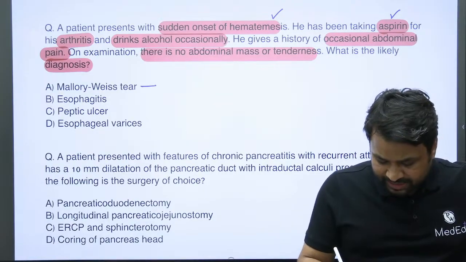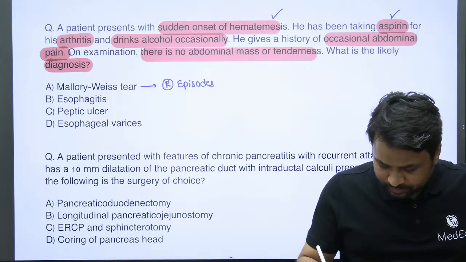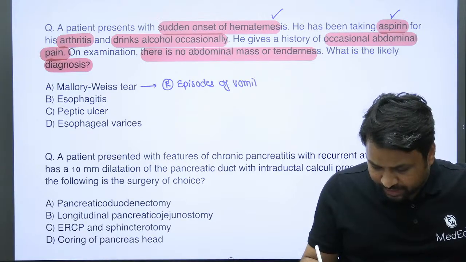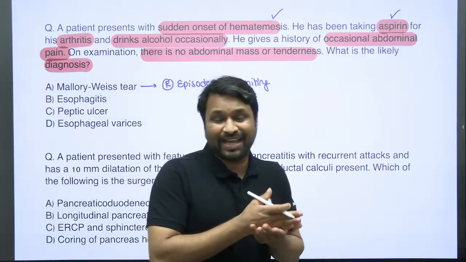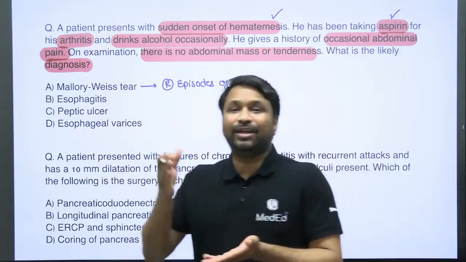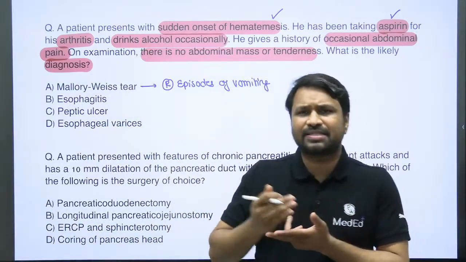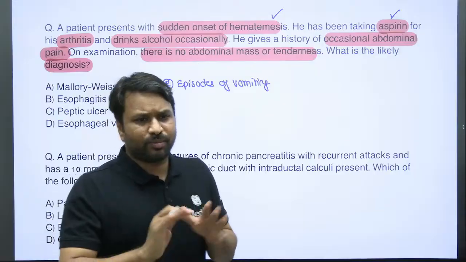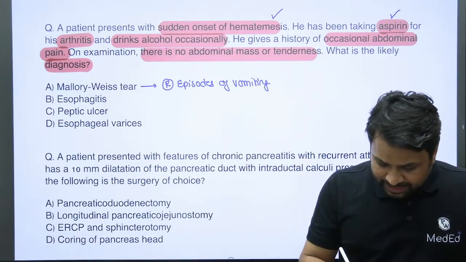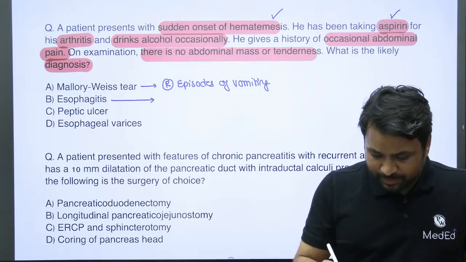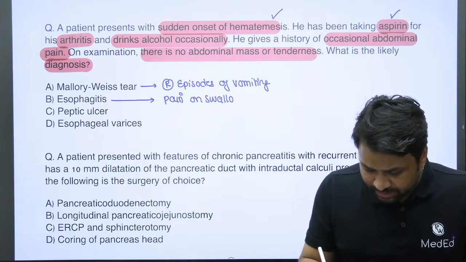See, Mallory-Weiss tear is because of recurrent episodes of vomiting. Now, there is no history of recurrent episodes of vomiting. These recurrent episodes of vomiting can be secondary to what? It can be secondary to acute alcoholic intoxication, it can be because of hyperemesis gravidarum, it can be secondary to cisplatin-induced vomiting, anything. So here recurrent vomiting they have not spoken about, so it cannot be Mallory-Weiss. Esophagitis will present to you with pain on swallowing, but it will not have hematemesis.